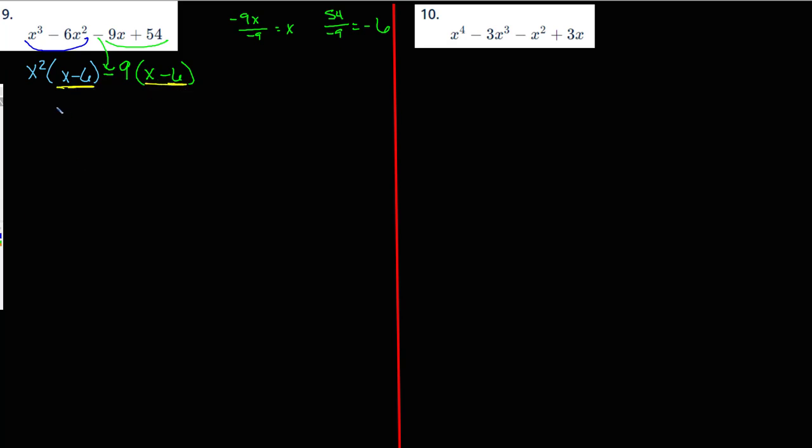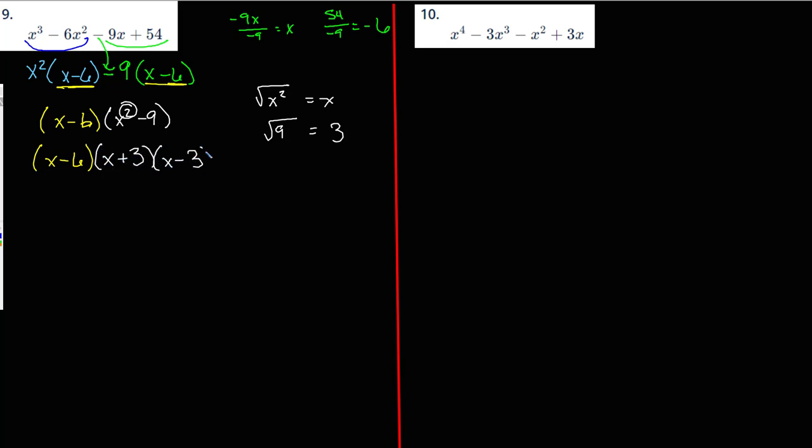These two match, so I write it down once. And then I write down what was left over. Now, since this is a higher power, I'm going to take its square root of both terms, and that means I can do the difference of squares. So my x minus 6 still is there, but now I have x plus 3, x minus 3.